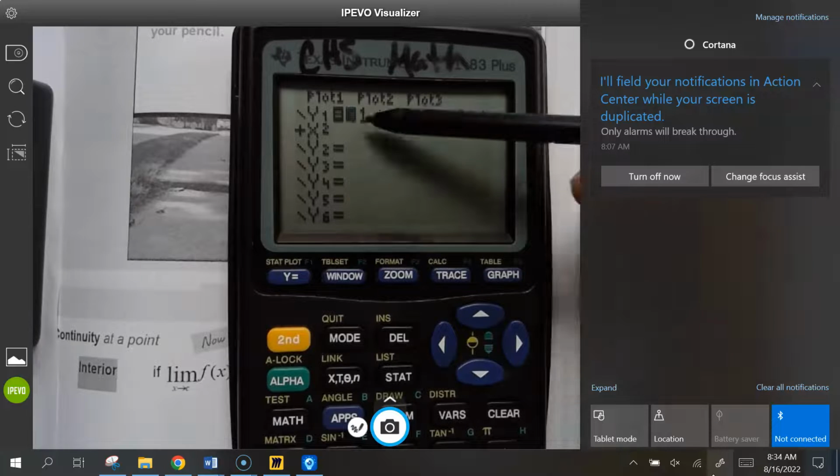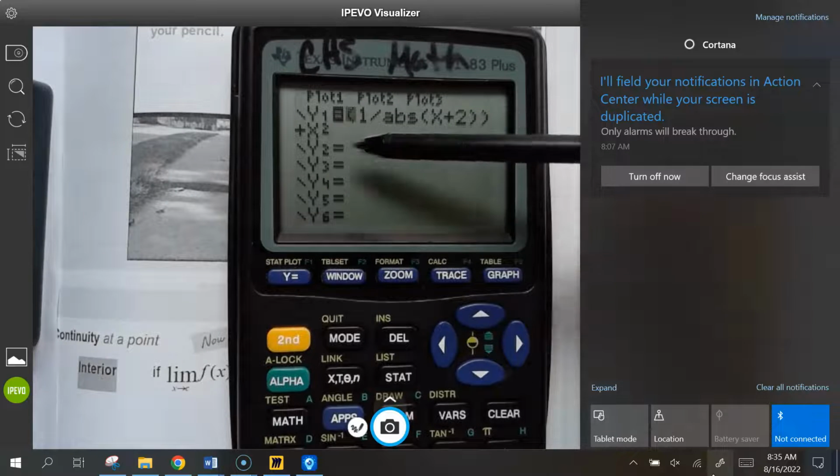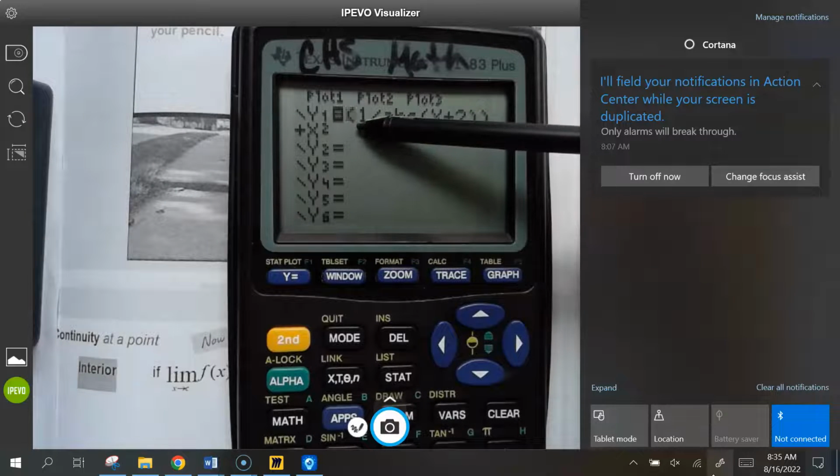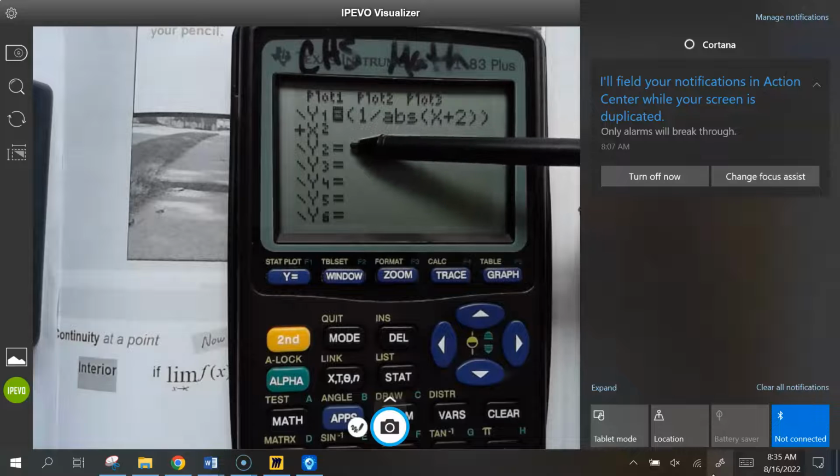So you'll want to put the whole fraction in parentheses. That way you can add the x squared at the end and it doesn't tack it onto the denominator.